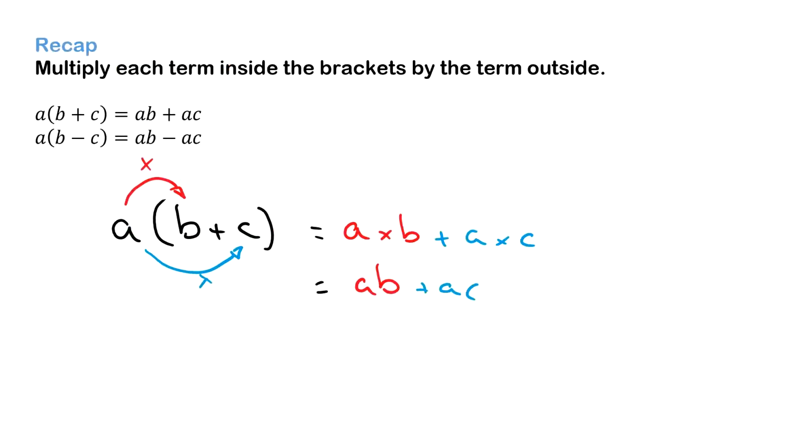So to end the video, we'll do a quick recap. Remember, when you're expanding these brackets, you're multiplying each term inside the brackets by the term outside. And again, I like to use arrows to show what's going on to avoid little simple mistakes. You can use different colors if that helps, but remember each arrow represents multiplication.